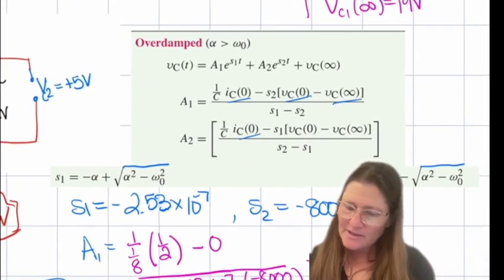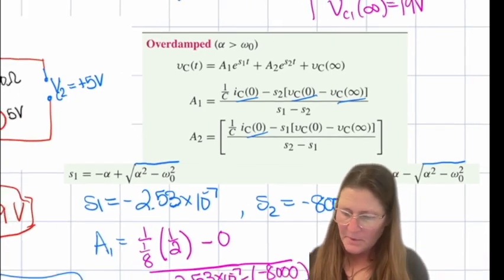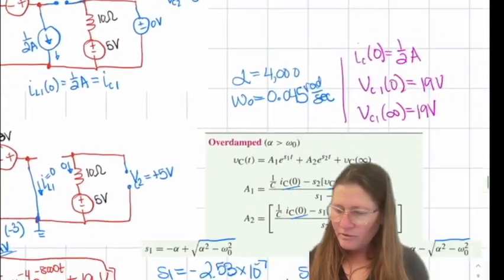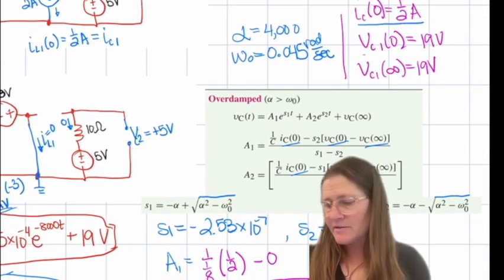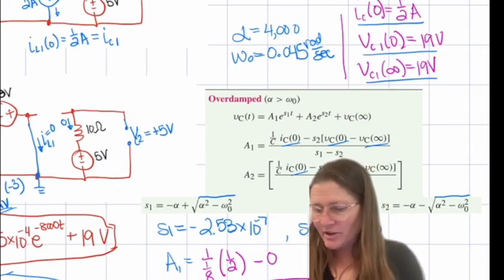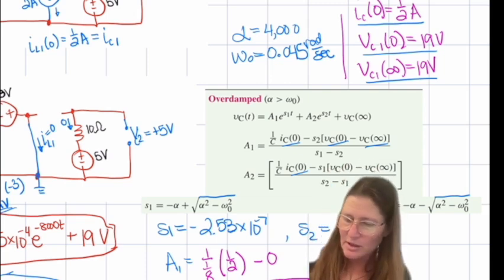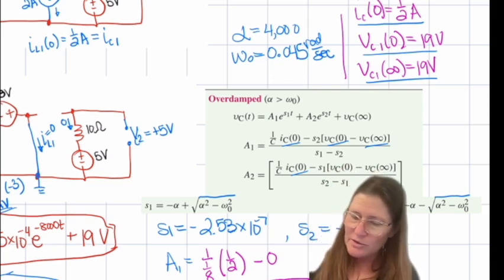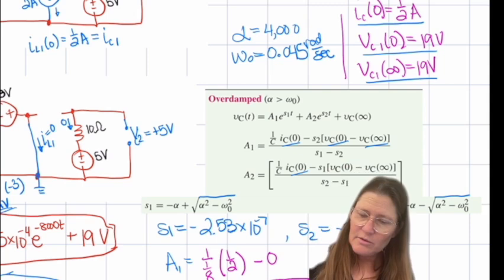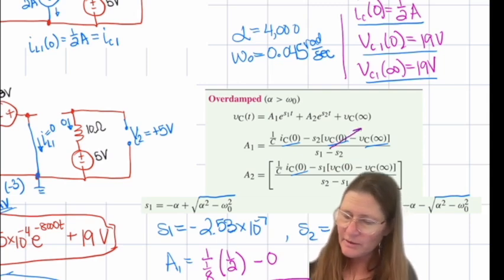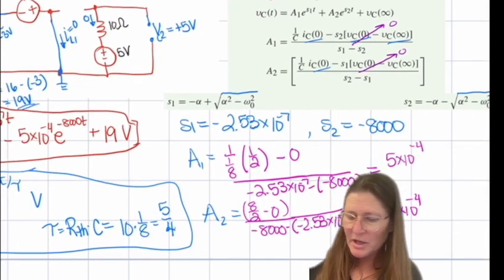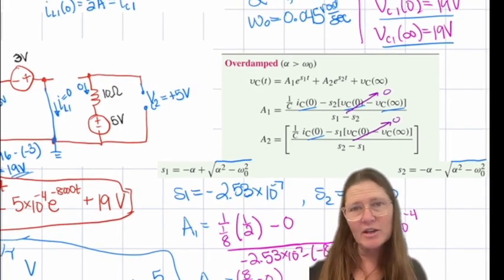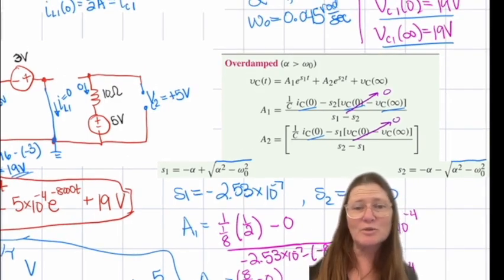IC0 and then VC and VC infinity. And so VC0 was the 1/2 amp, and then the VC1 was 19 and the VC infinity was 19. So those end up canceling each other out. So on these, you end up with 0 on these sides. So A1 and A2 end up just being the 1 over C value times the IC0, which was 1/2.